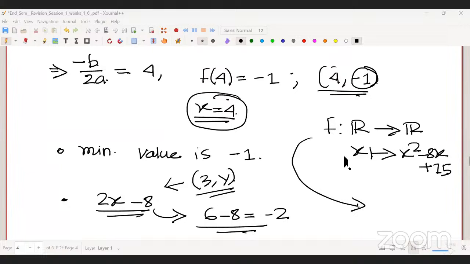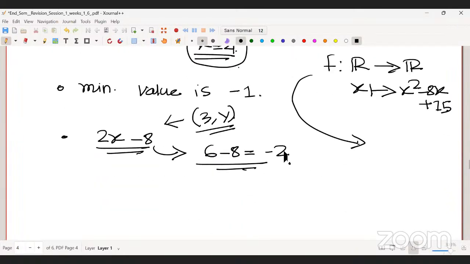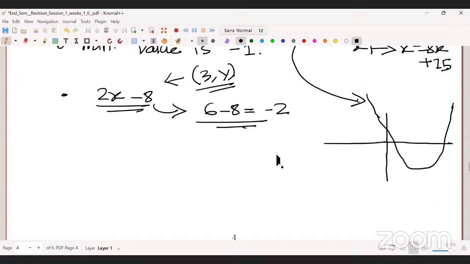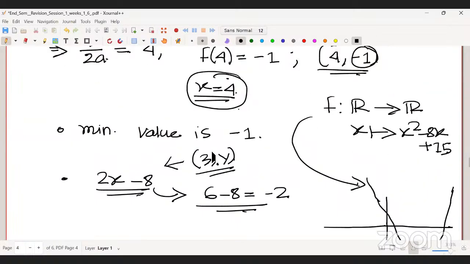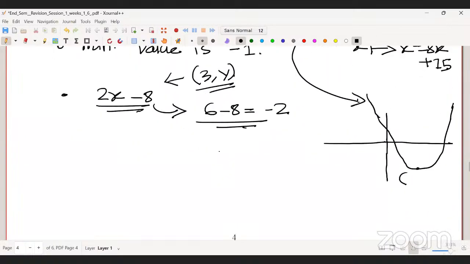But why? Can you tell me why? The minimum value of the function is minus 1. Yes, so whatever he said is correct. So you have this parabola, right? This is where the parabola attains its minimum value, at (4, -1). This point is (4, -1).